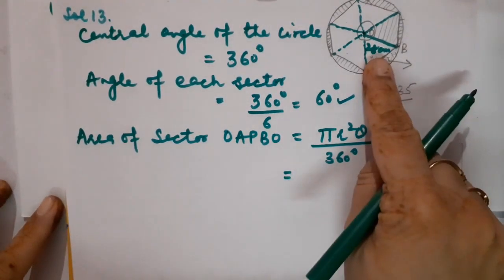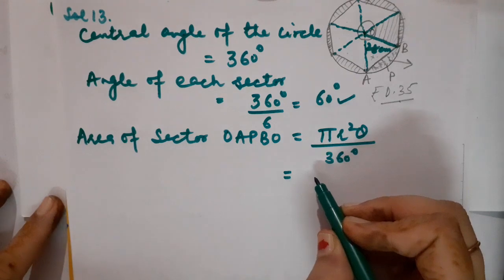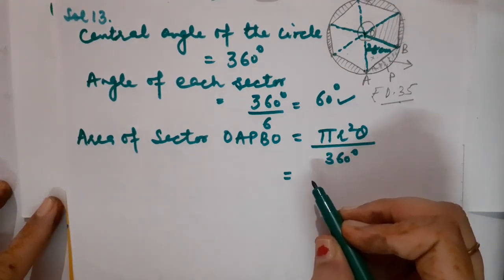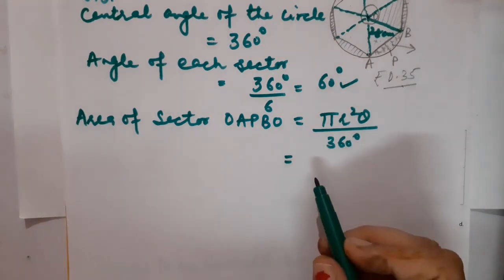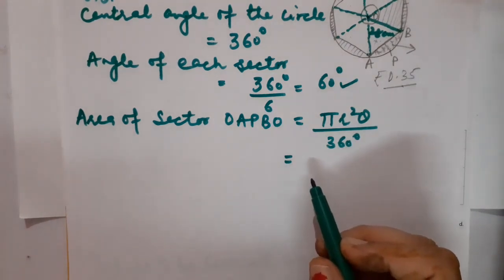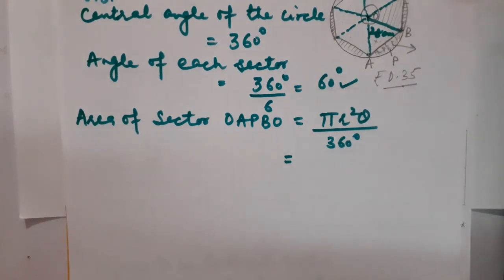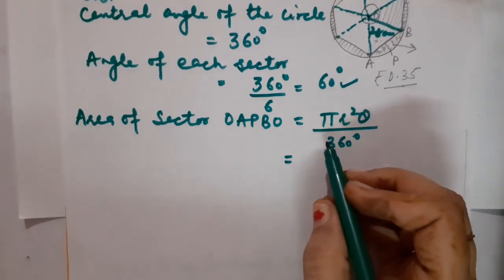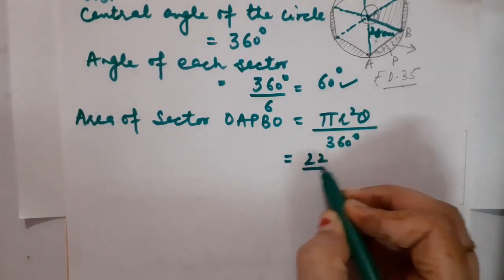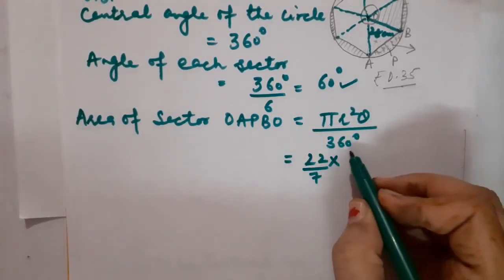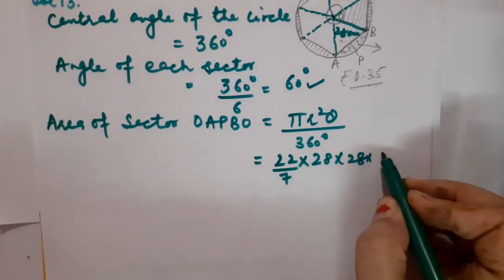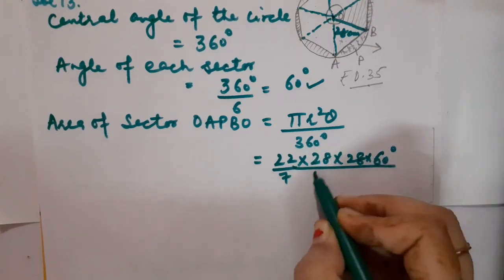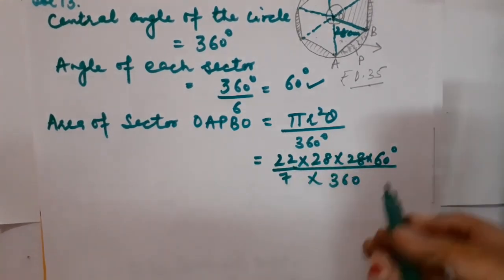Radius is given to us in the question, that is 28 centimeter. Children, if we are given that the value of pi will be 3.14, it is taken. If it is not given to us, then we will be taking 22/7. So here we do not have the value of pi given, so we will be using 22/7 into what is radius? 28 into 28. What is angle? 60 degree. And the complete angle is of 360 degree.